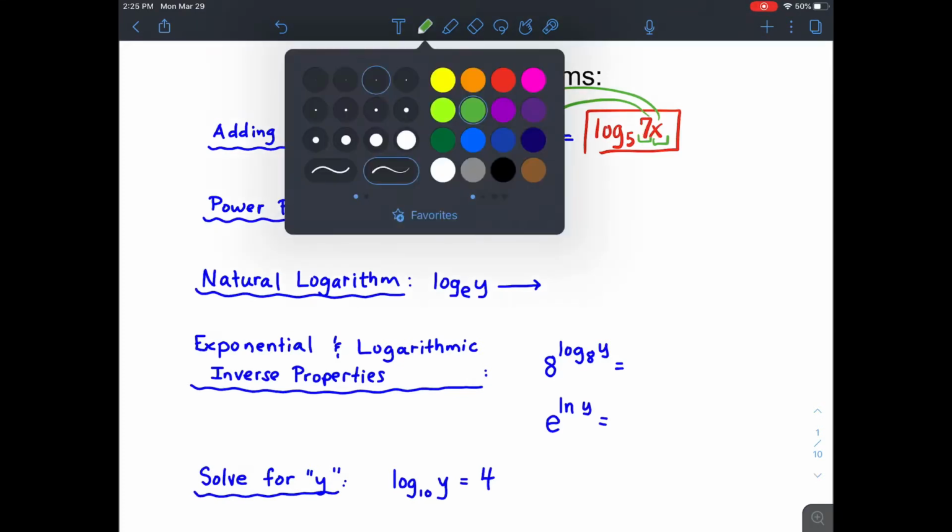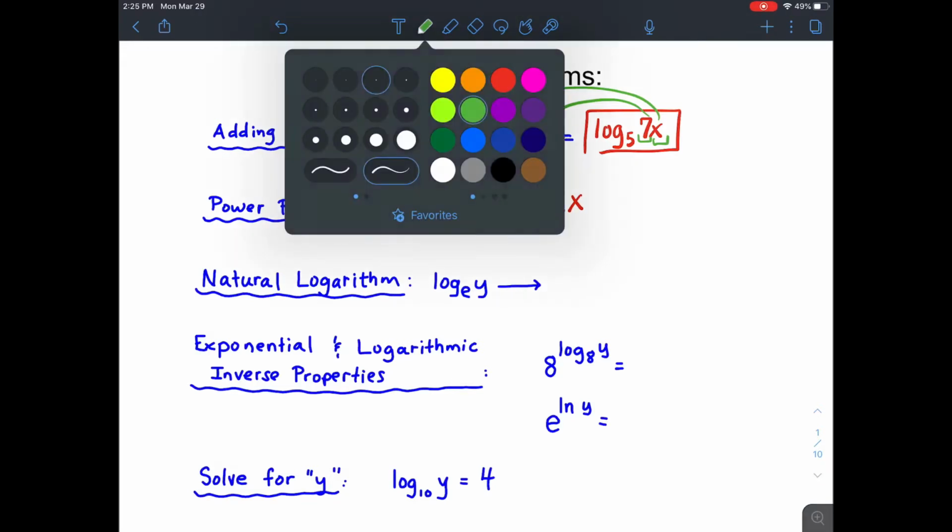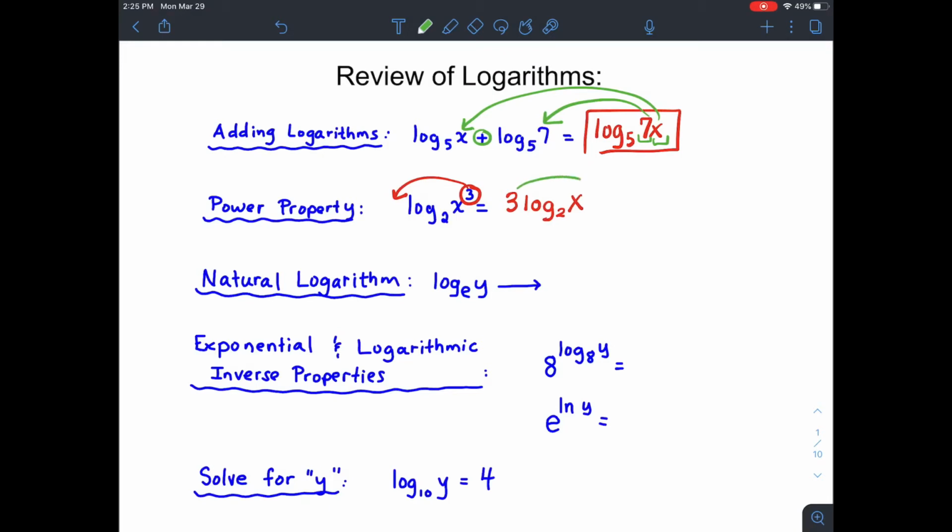Okay, another property we want to be familiar with here is called the power property. This property essentially says that you can take a power, an exponent, that is on your argument, and you're allowed to pull that down in front. So if we have something like log base 2 of x cubed, we could rewrite it with the 3 as the coefficient. This would be read 3 times log base 2 of x. Okay, this property also works in the opposite direction, that if you have a coefficient in front of your log, you can pull that coefficient up and put it in the exponent on your argument.